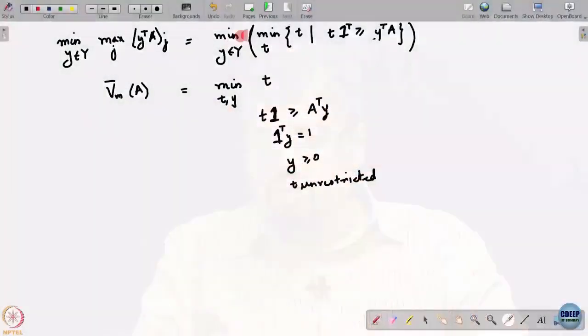The only thing you need to convince yourself of is that when you take two minimizations one after the other, they are actually just one minimization. You can do a joint minimization instead of minimizing over one variable first, keeping the outer one as a parameter, and then minimizing over the outer one. It is the same thing if you jointly minimize over both. Any vector minimization is basically a joint minimization over individual scalars. That is exactly what is going on here. So we have now written this out.